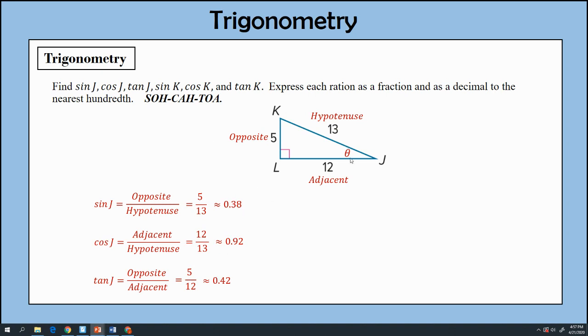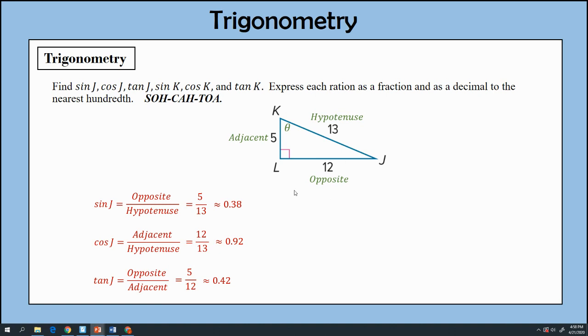Now we're going to do the same exercise, but we're going to do it for angle K. So I'm going to get rid of everything up there. And now K is going to be my theta. So again, we name the sides from the angle. So again, hypotenuse is always across from the 90, so that doesn't change. But now opposite is going to be the 12 because that's the side opposite of the K, the theta. And then that makes 5 now my adjacent. So these two have switched positions or switched labels.